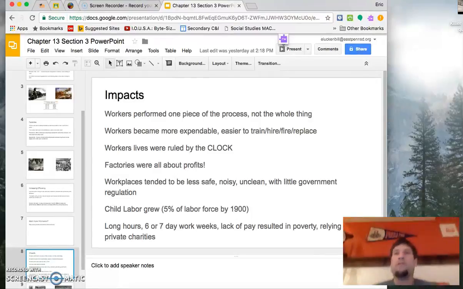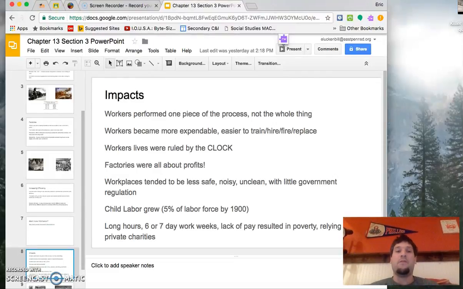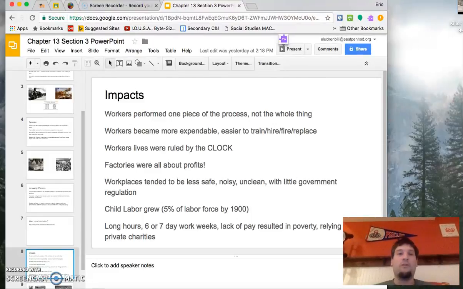Workers were also much more expendable. Since it was easier to train, hire, fire, or replace people, if you're going to complain, if you're going to demand more money, if you're going to demand better wages or more vacation time, they're probably just going to find somebody that's not going to complain as much. And once again, the leg that the workers stood on wasn't that strong, and that's why in Section 4, we're going to move on and talk a little bit about what workers did in terms of forming labor unions and other collectives to try to stop being taken advantage of by these owners.